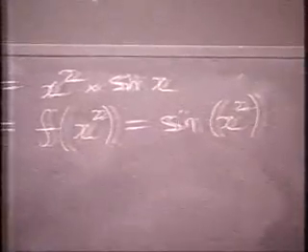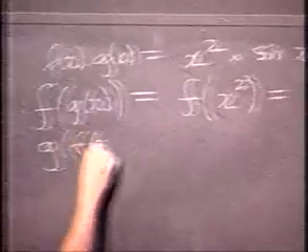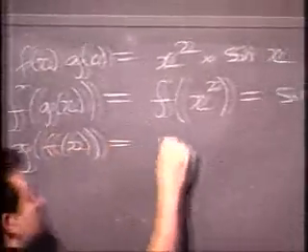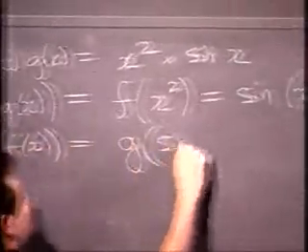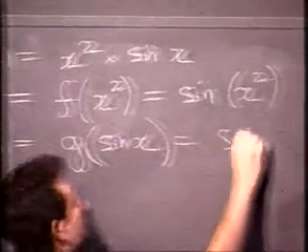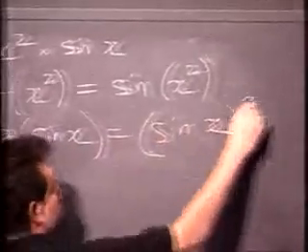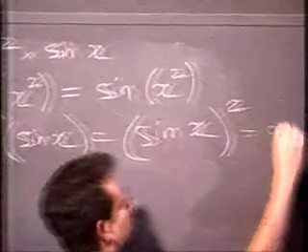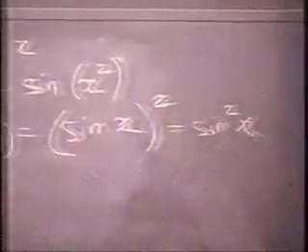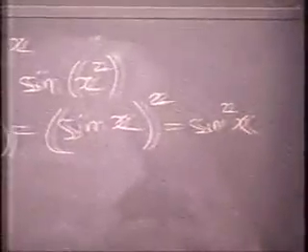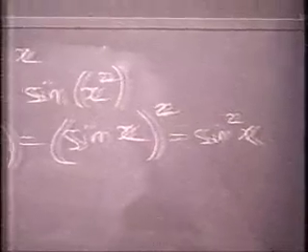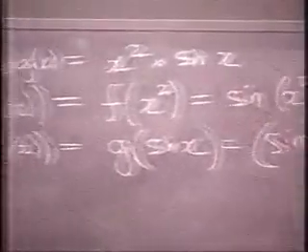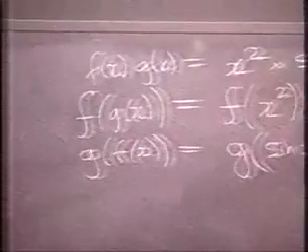And it's also a different function from g of f of x, which is g of sine x, which is sine x all squared. Another way of writing this, of course, is sine squared x. So it matters which order you do the composition. They're different functions. But it does not matter which order you do the product. f times g is the same as g times f.